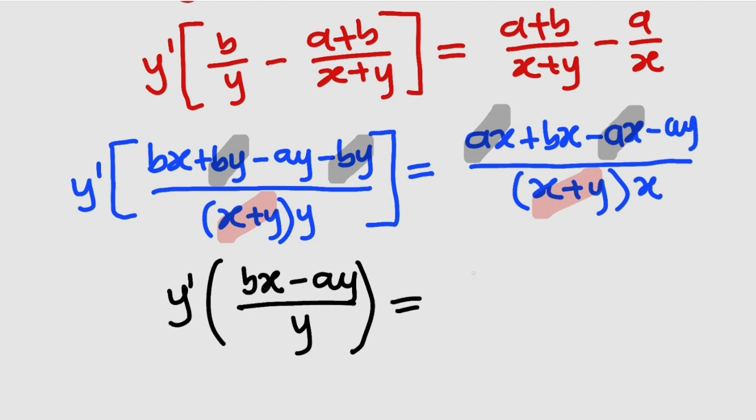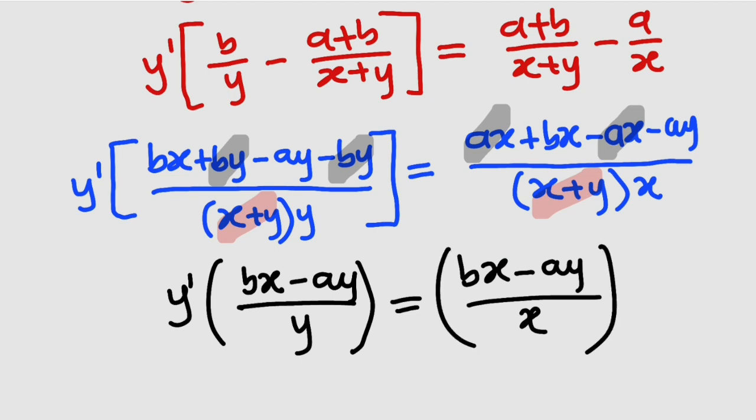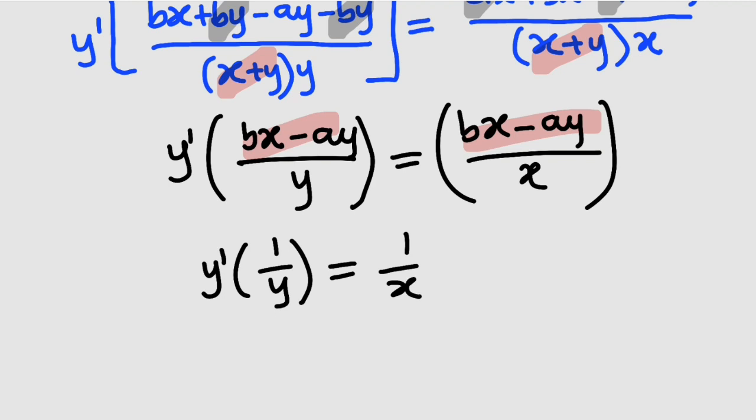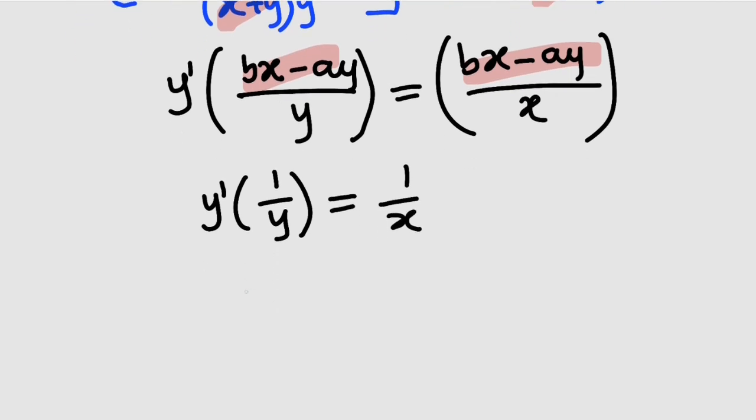And to the other side, we have bx minus ay. Divide by x. And also you can see that these two terms can cancel because they're exactly the same. We just have y prime multiplied by 1 divided by y. This is equal to 1 divided by x. We can multiply both sides by y so that this fraction will go. If you multiply the left hand side by y, you're going to be left with y prime, and this is equal to y divided by x.